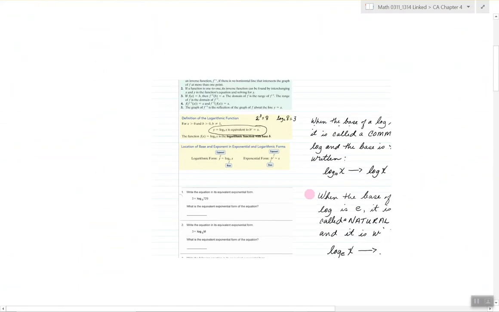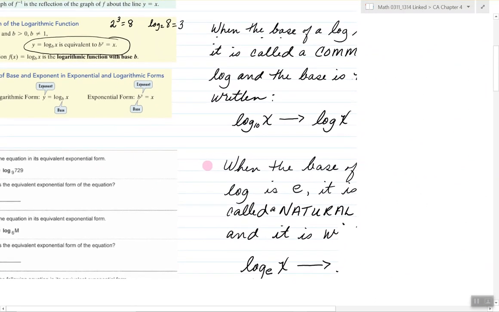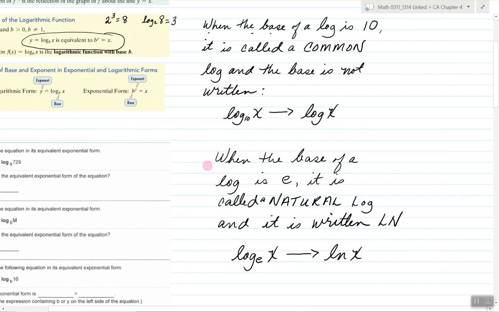Now before we practice that, I want to say one more thing over here. When the base of a log is 10, now the base is that little b, it is called a common log, and the base is not written. So when we talk about log base 10 of x, we do not write the 10, it is just called log x. This will make more sense later. You have a button on your calculator that says log. That is log base 10.